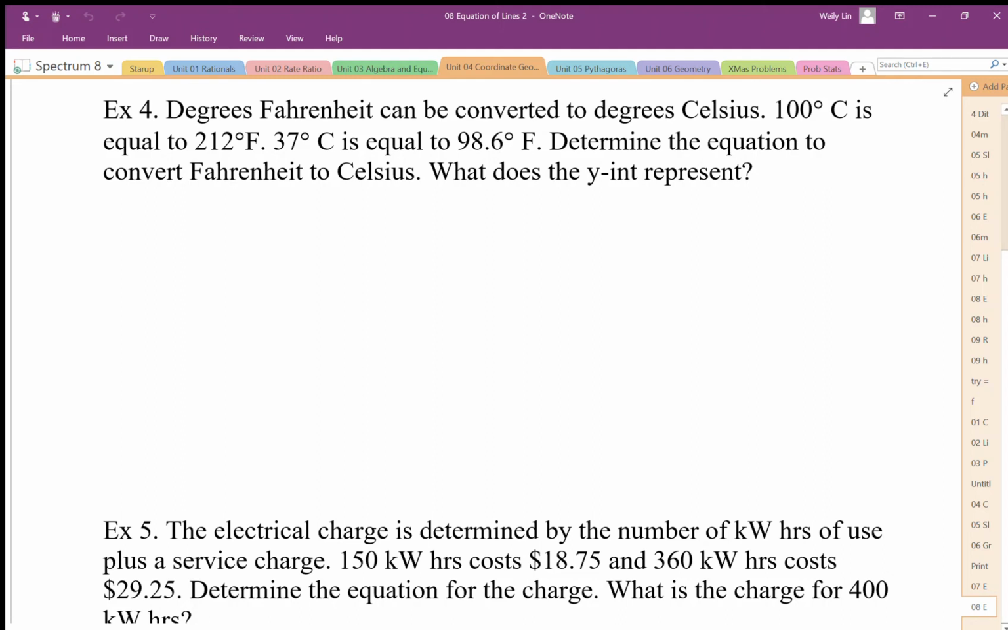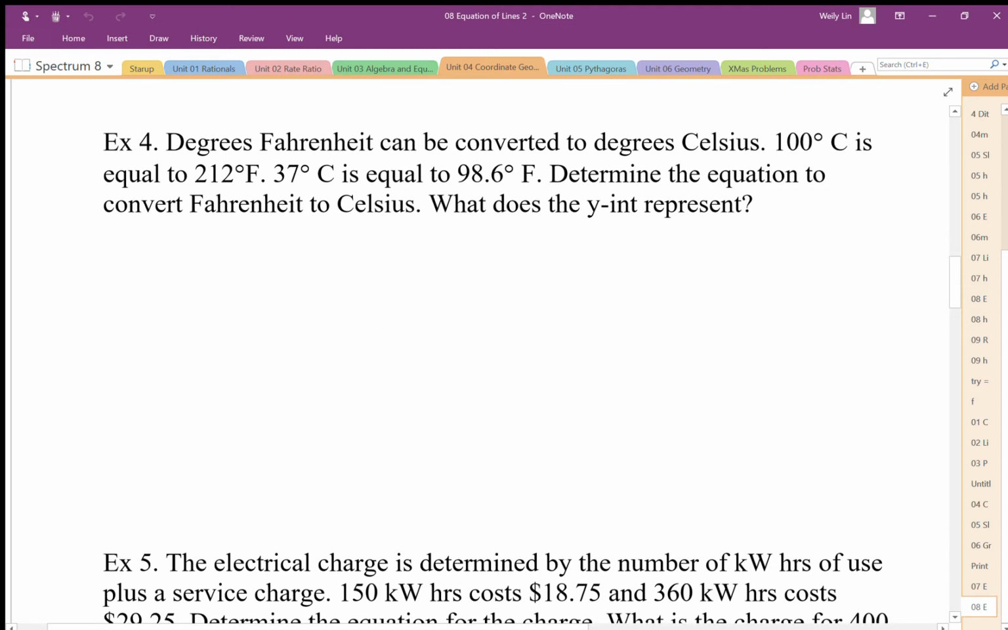So we can convert degrees Fahrenheit to degrees Celsius, and we often have to do this a fair amount since the Americans use Fahrenheit and we're using degrees Celsius. A couple of benchmarks that we can use: 100 degrees Celsius is equal to 212 degrees Fahrenheit, the boiling point of water. And 37 degrees Celsius represents body temperature, about 98.6 degrees Fahrenheit.